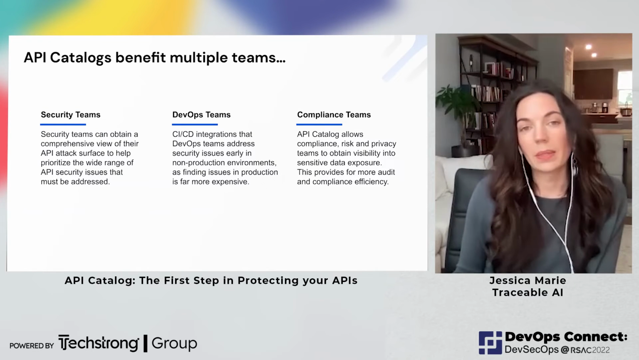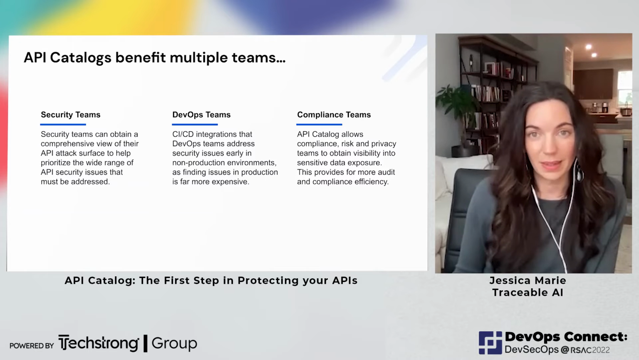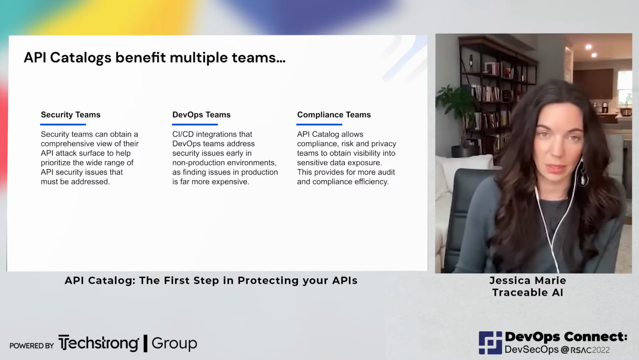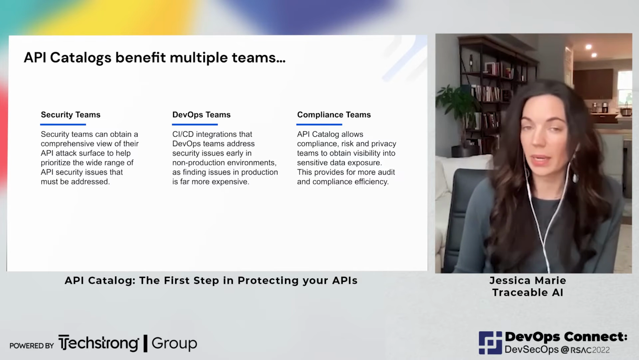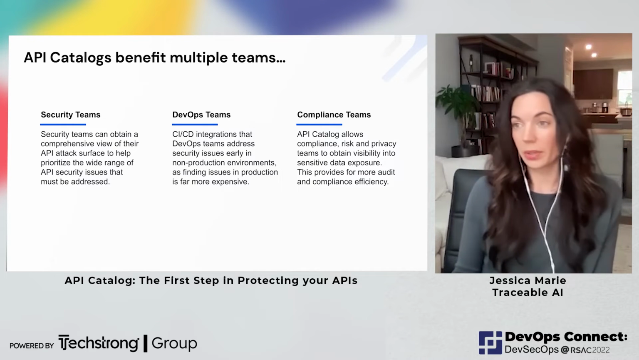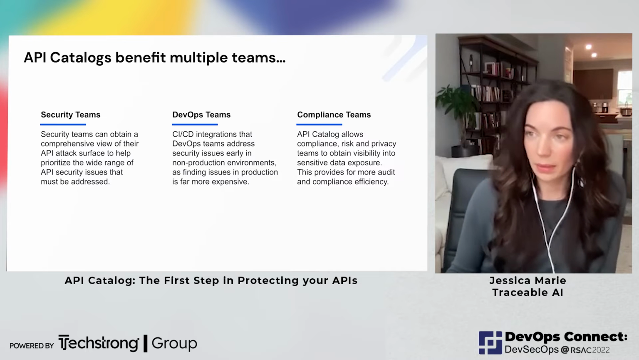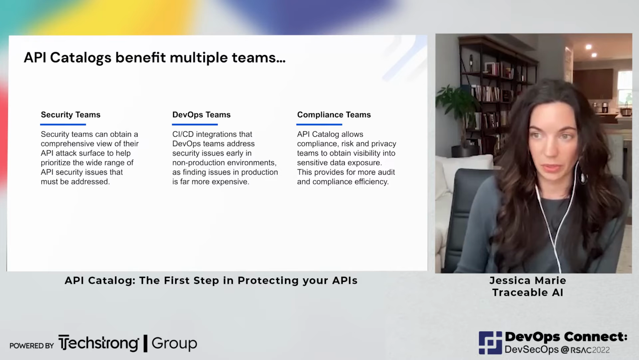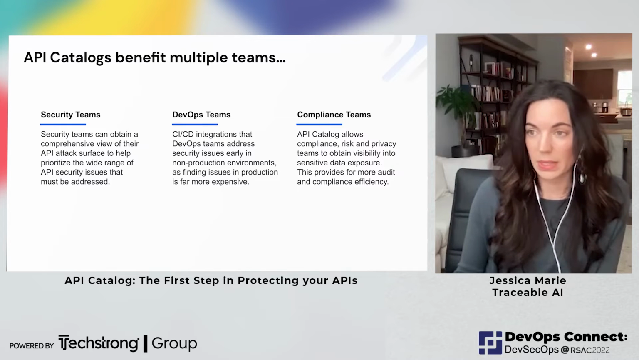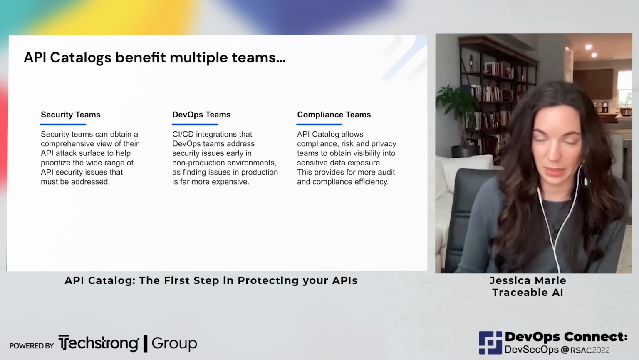The other way that makes an API catalog different is that it will benefit multiple teams in the organization. This is from security to DevOps to compliance teams. For security, those teams can start to really obtain a comprehensive view of their attack surface, which helps them prioritize any API security issues that need to be addressed.